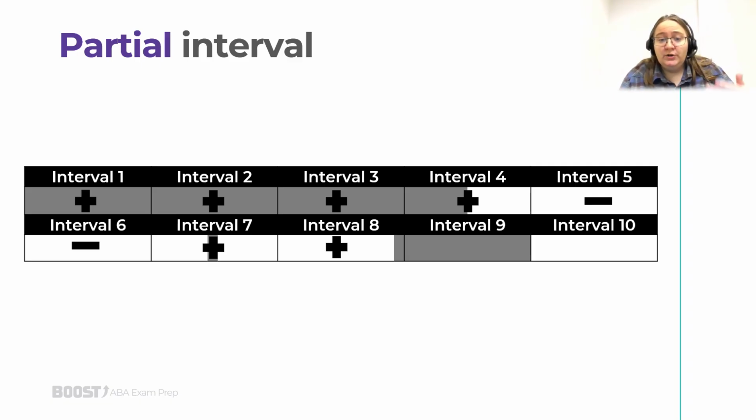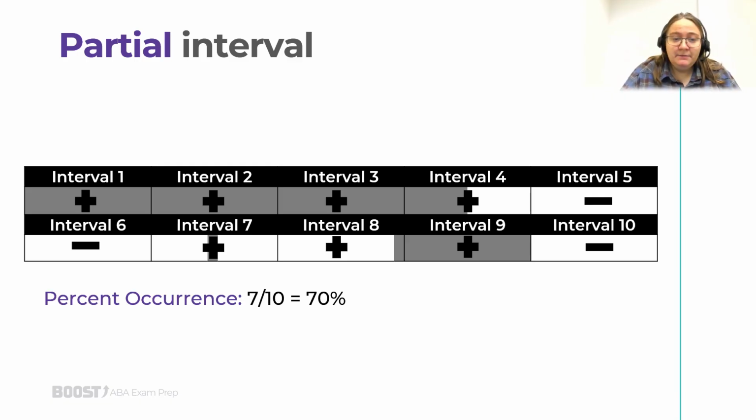Interval 8 would also be a yes, because again, it's occurring at some point in the interval. Just at this point, it's just at the very end of the interval. It would still count, so we'd still mark that as a yes. Same for interval 9. Interval 10, no behavior occurring, so we'd mark that as a no. But again, we'll count the number of yeses over the total of 10, and you actually get 70%. So even with the same data set, just using a different discontinuous measure, we got a totally different percent occurrence.